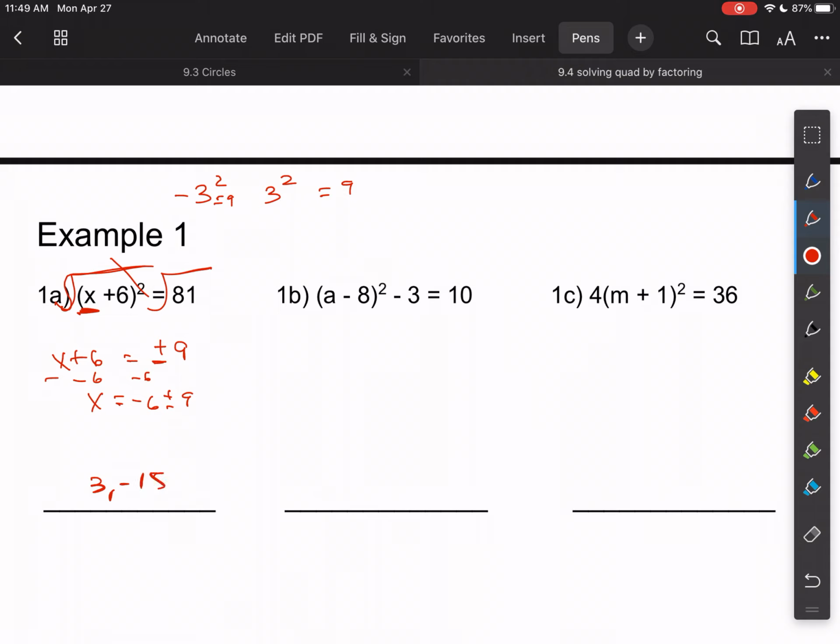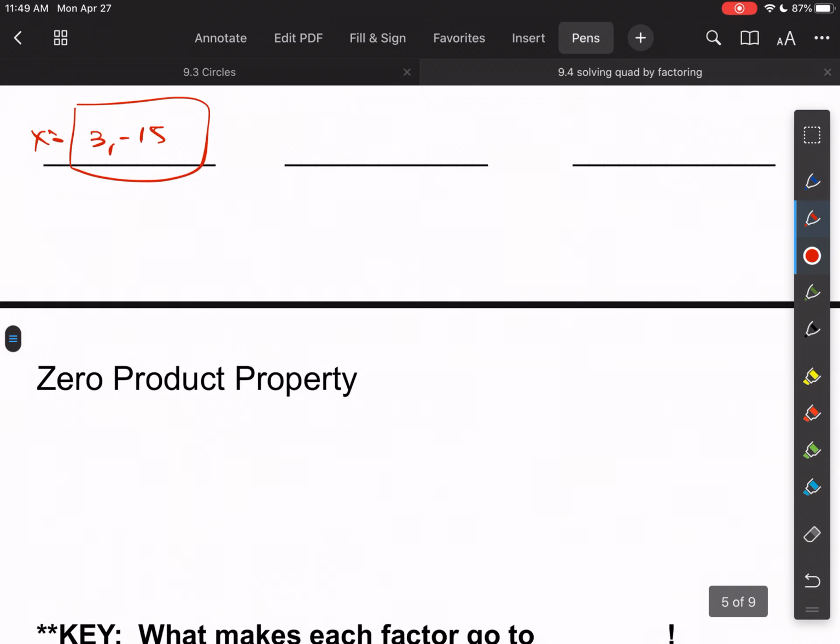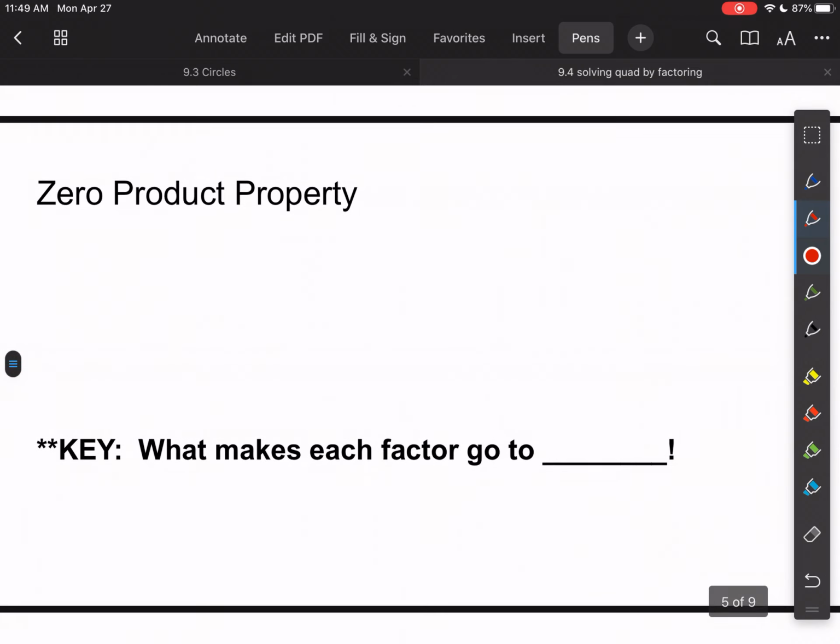So that's how you would use the square root property. Make sure these are not coordinates. These are individual answers, because remember what we're doing, you guys. We're finding the places where the graph crosses the x-axis. This is an x equals. I'll let you play with the other examples there, but I want to move on to the zero product property.